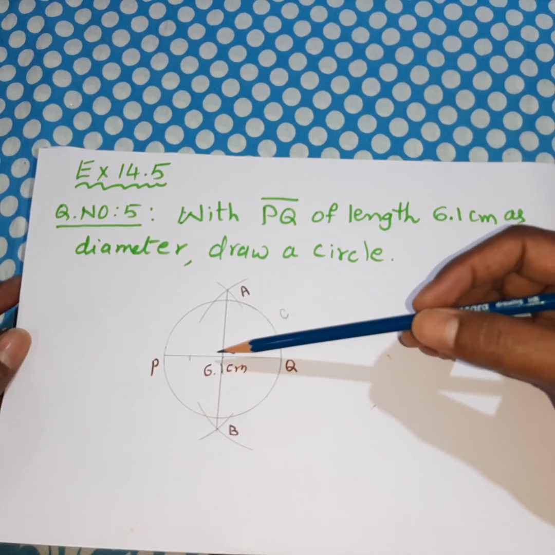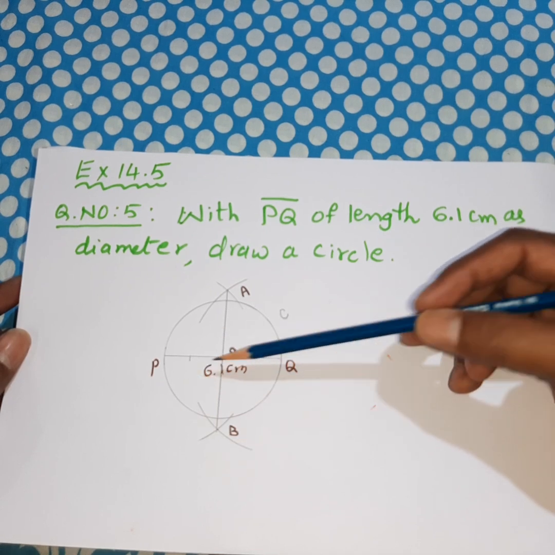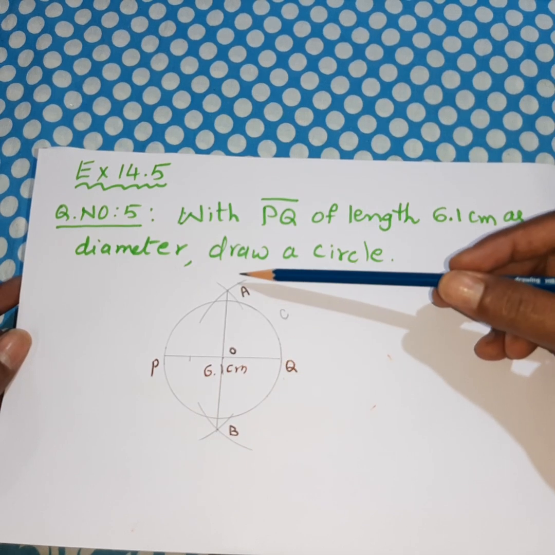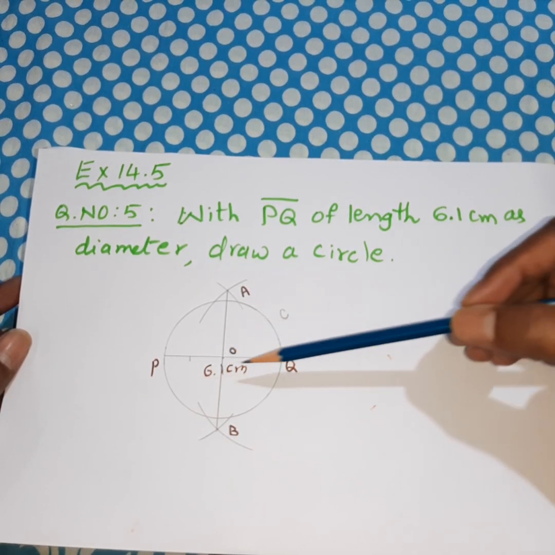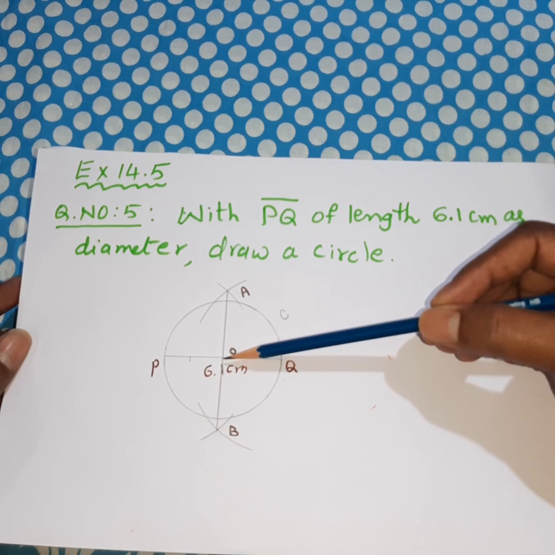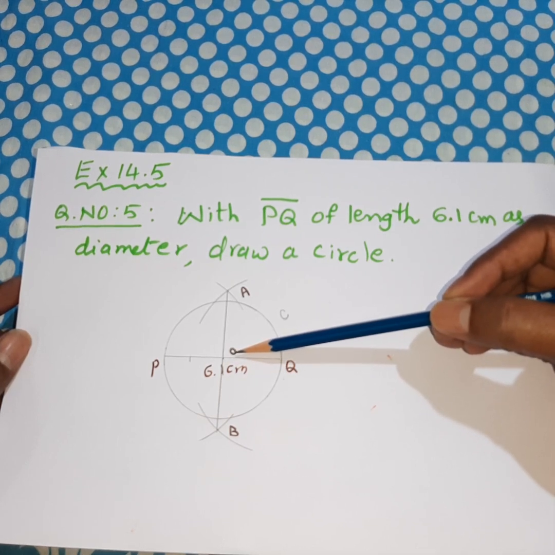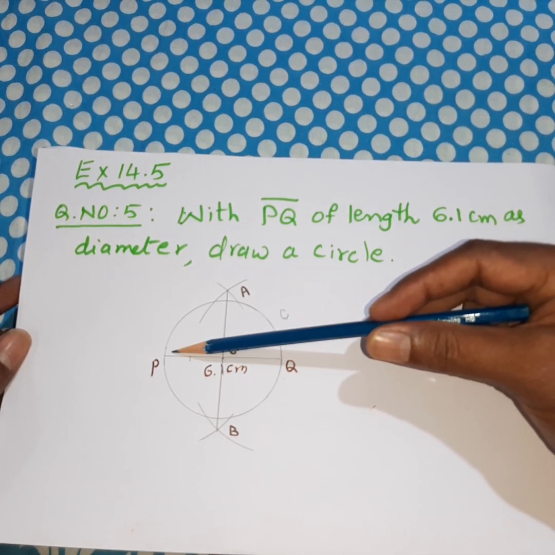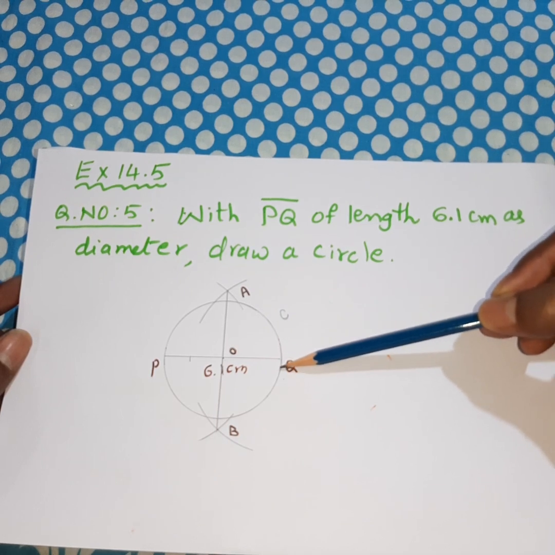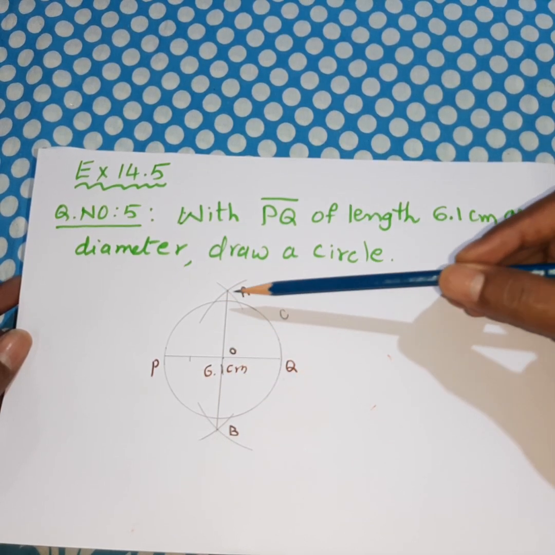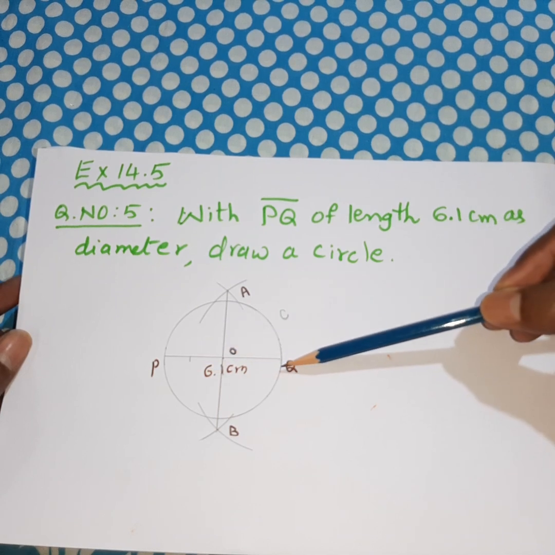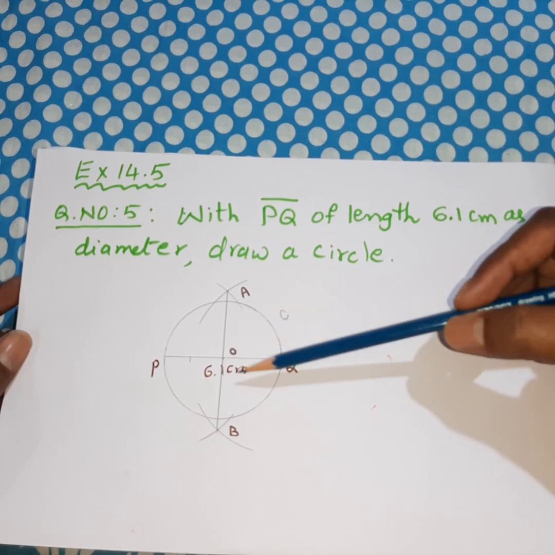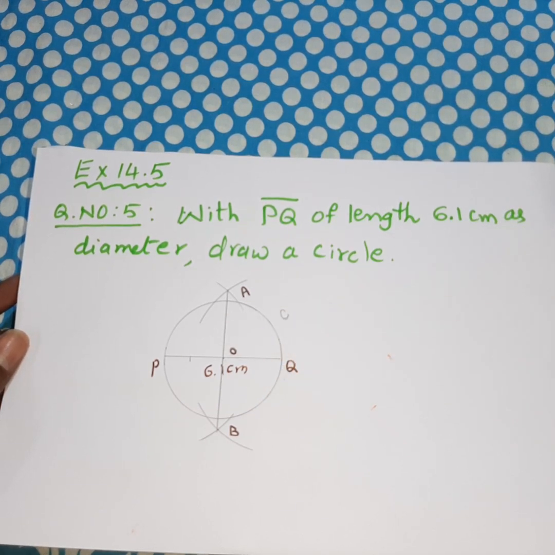Then after that, you need to construct a perpendicular bisector of PQ. Here AB is the perpendicular bisector of PQ. This AB line segment will intersect PQ at O. So this O is the center of the circle. By taking center O and OP or OQ as the radius, draw a circle. That circle is passing through P and Q, right? So PQ is the diameter of the circle. Is it clear, children?